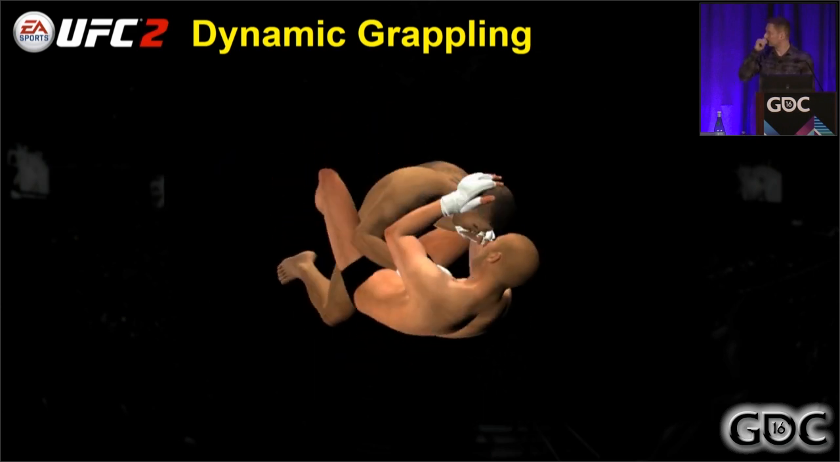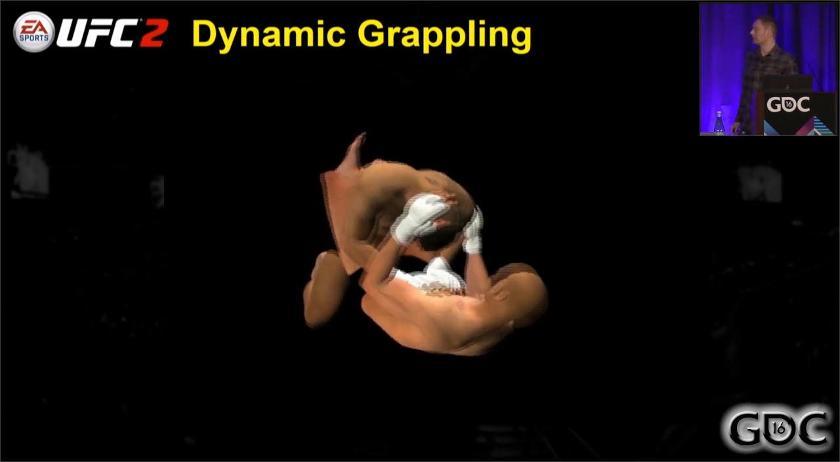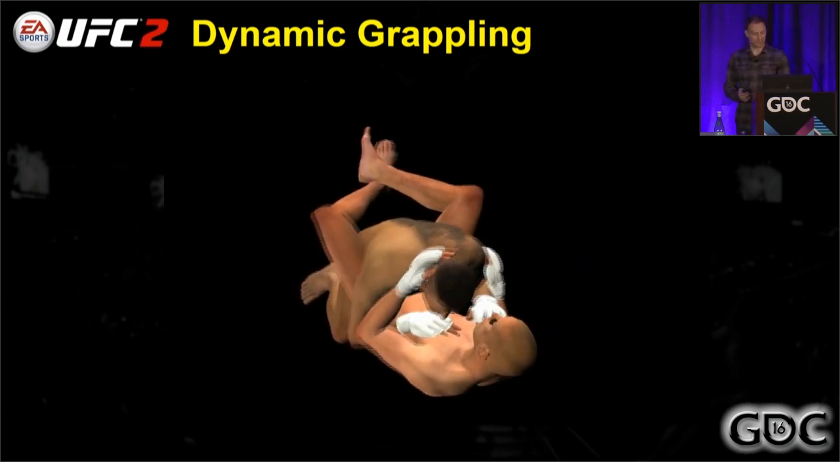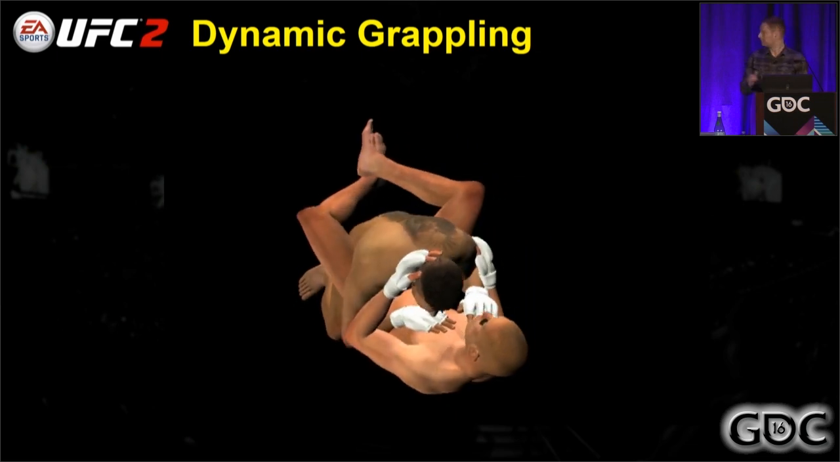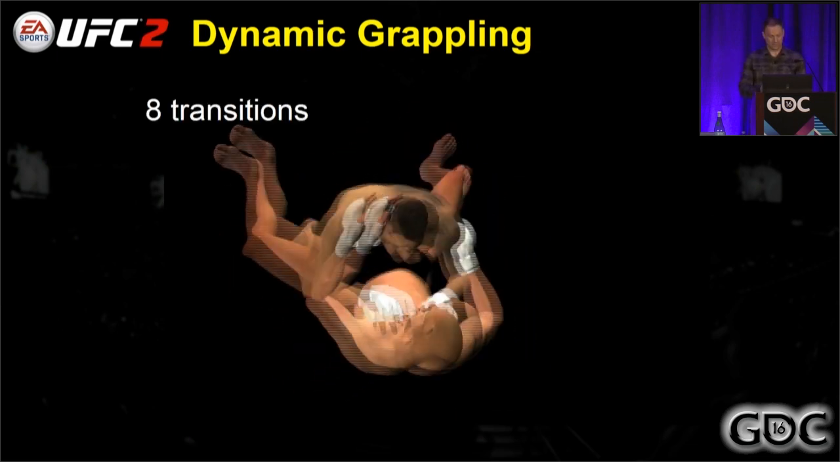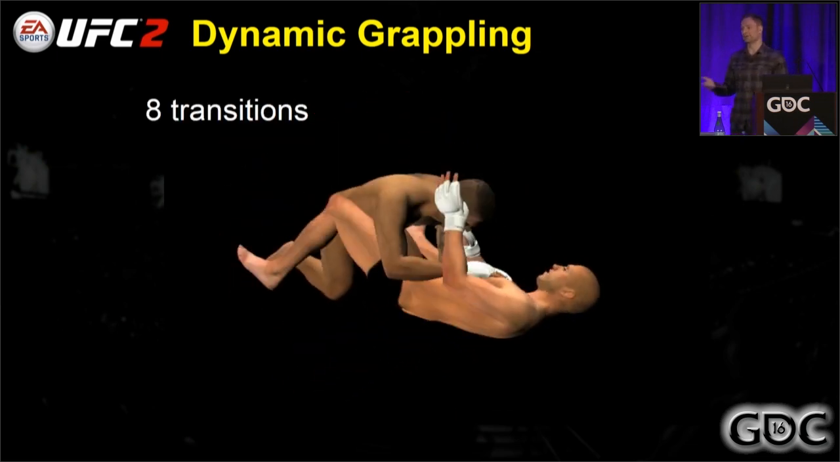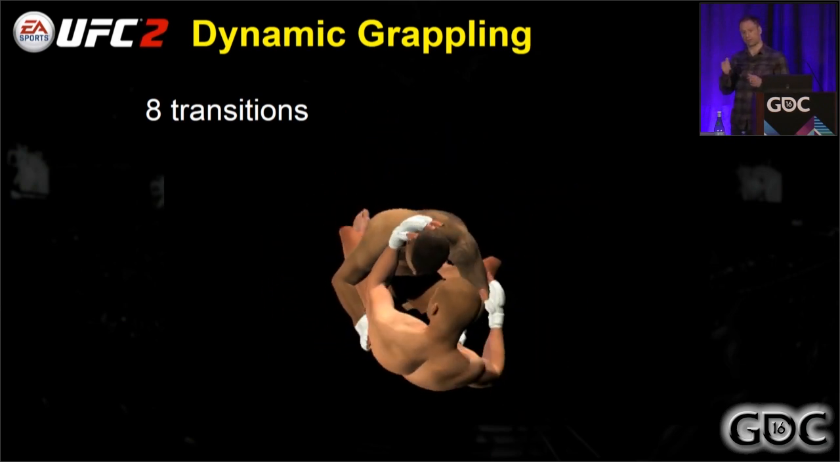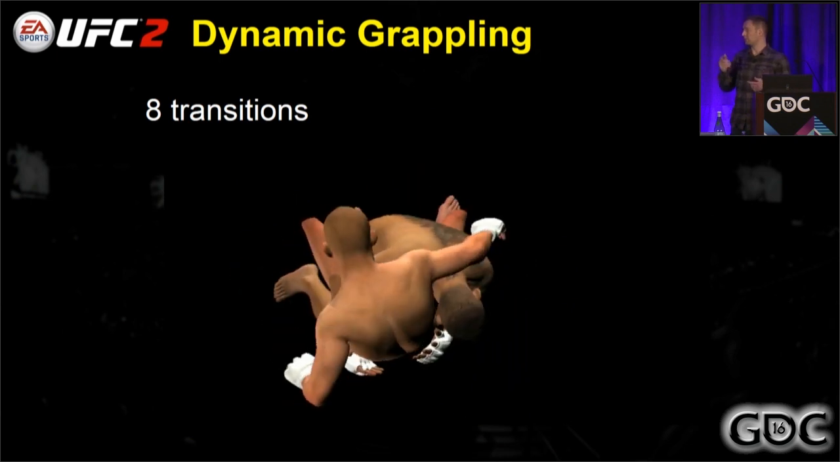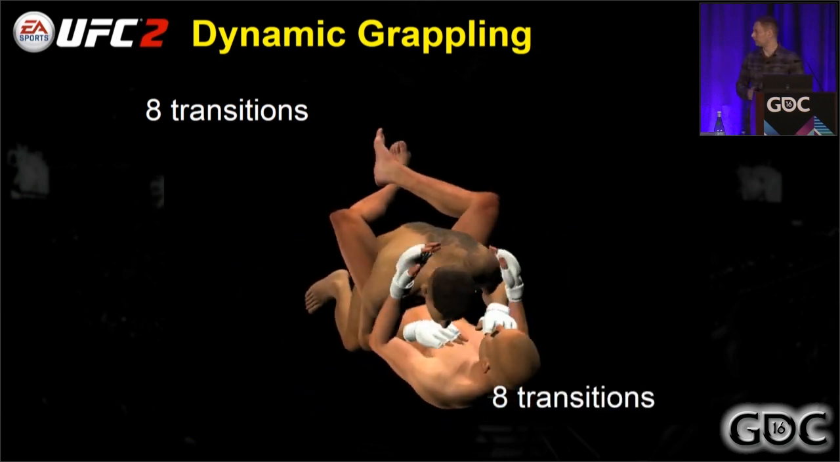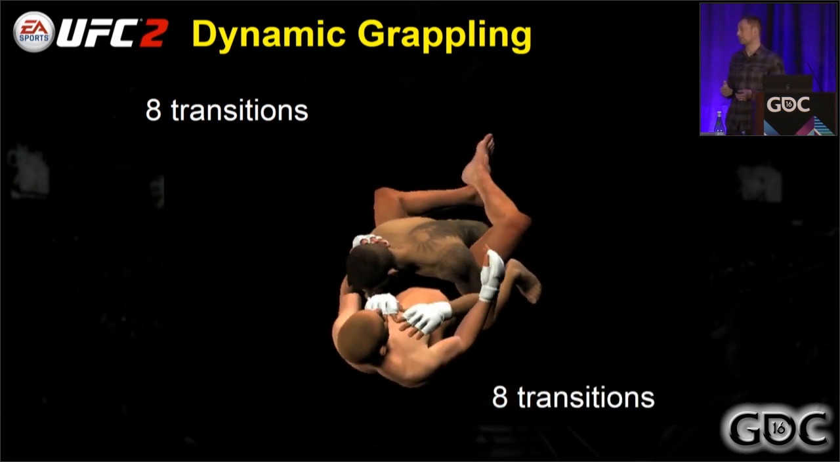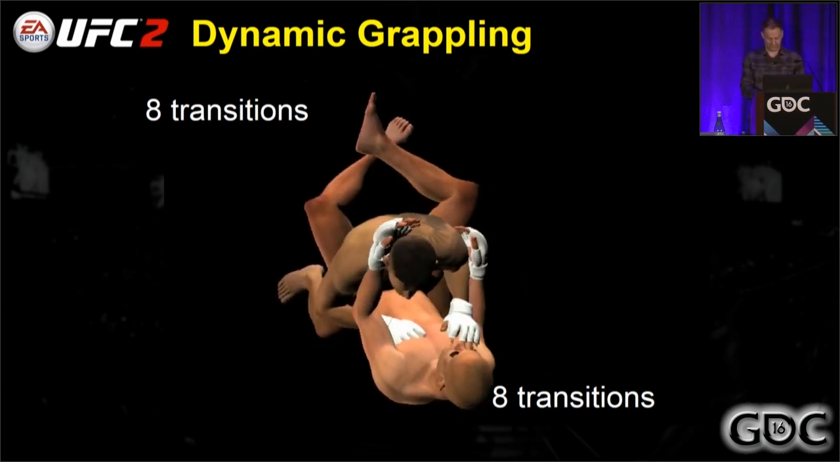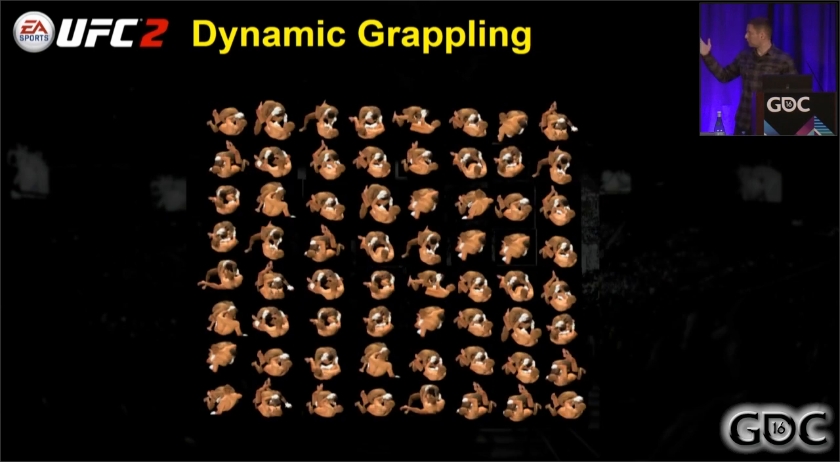So let's get a sense of what kind of numbers we're looking at in order to support a feature like that. Just in full guard, this position here, let's say the top guy has 8 possible transitions he could do, 8 transitions, submissions, whatever. So left, right, up, down, and then holding a modifier, left, right, up, down. And the bottom guy also has 8 transitions, similar deal. This would represent all the different idle states that the players could get into in full guard.